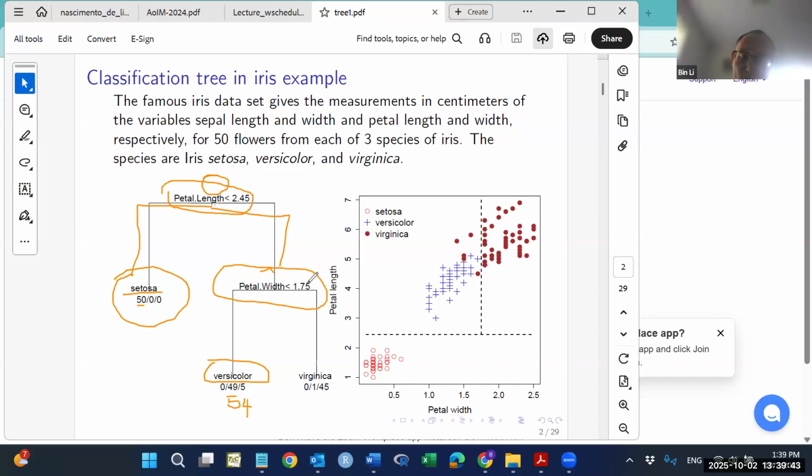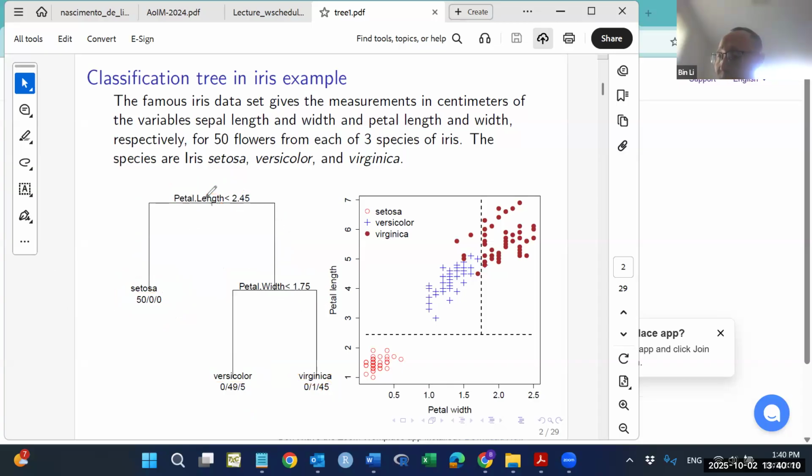Why? Because this is the dominant class, majority votes, right? So if the petal width is no less than 1.75, then we predict virginica because we have 46 samples, and among them, only one falls into versicolor, but the remaining 45 go to virginica. So we can easily see that, and also how to interpret that.